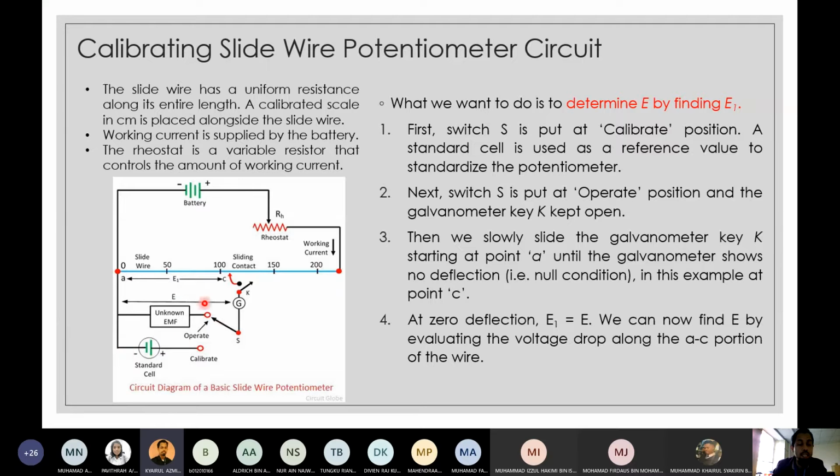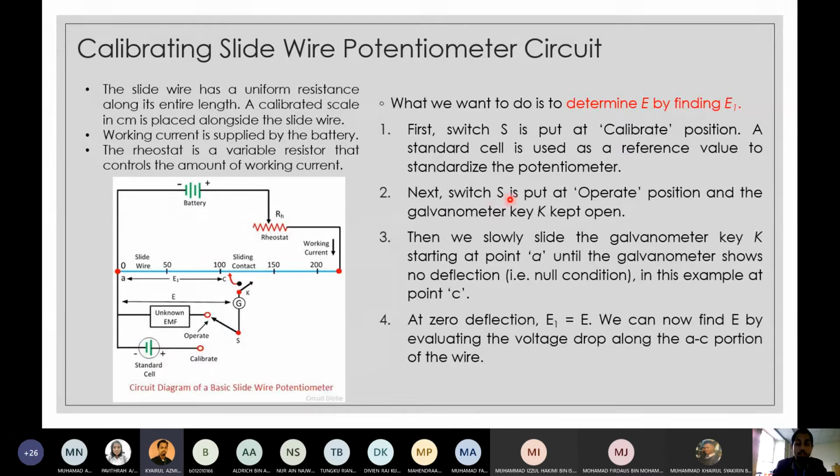So we want to measure, let's say, the voltage of an unknown component. We are going to place it here. And the steps are given as follows. Let's say we want to determine E. First we need to know E1. To know E1, we need to calibrate first. To calibrate, the first step, we put the switch, the arrow here, at position calibrate. And the standard cell is going to be used as the reference.